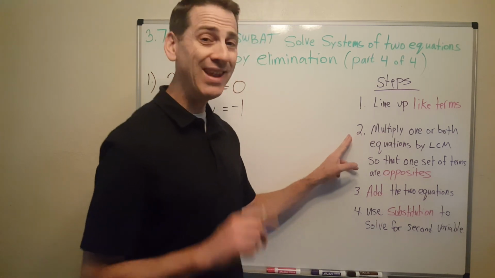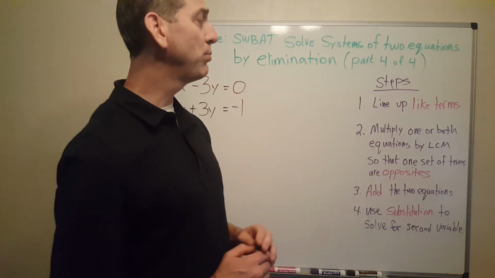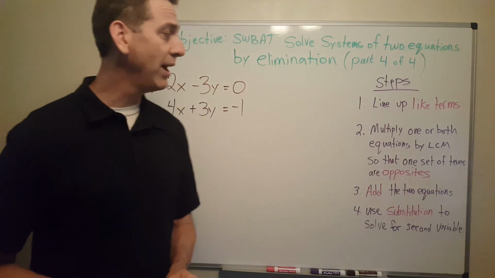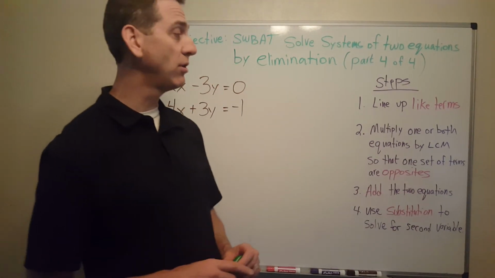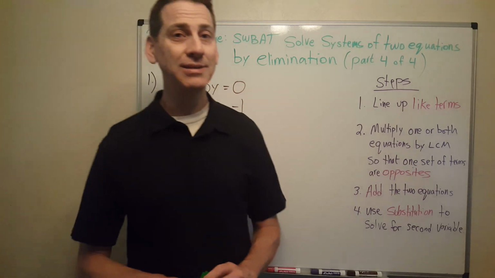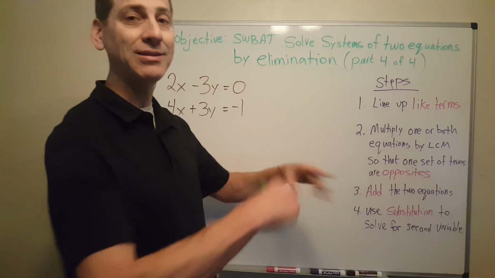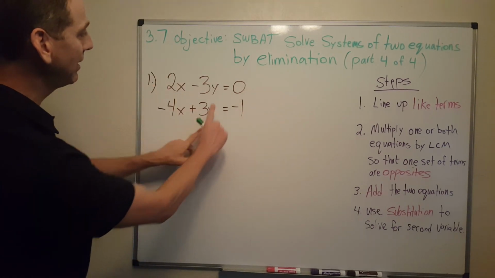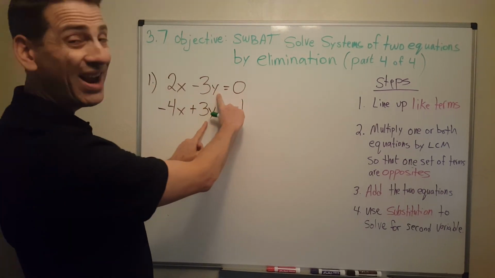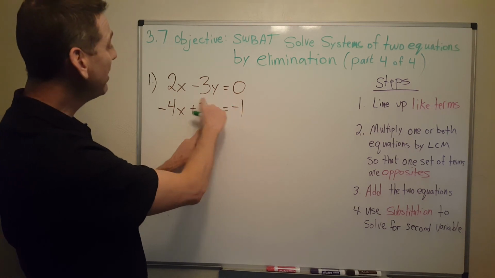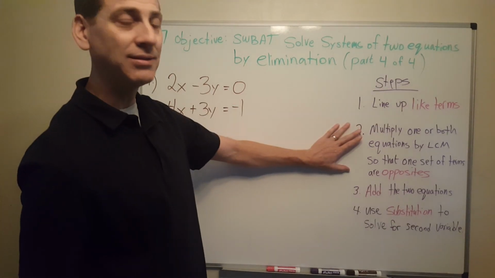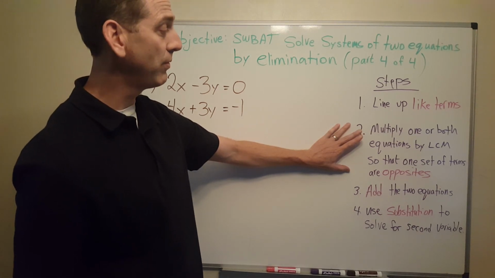Secondly, if necessary, you're going to need to multiply one or both equations by the least common multiple so that one set of terms are opposites. And you'll see this come into play in the second and third example. But in this example, you'll see that the y term, they're already opposites. I got a negative 3y and a positive 3y. So I don't even need to worry about this step 2 for this first example.